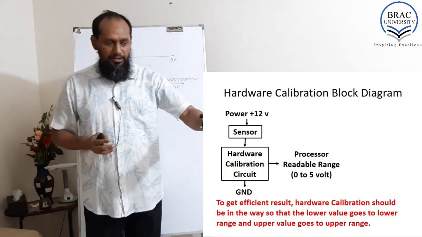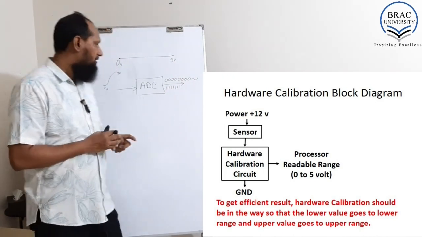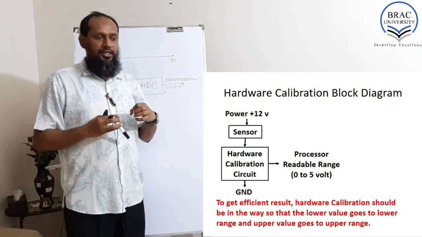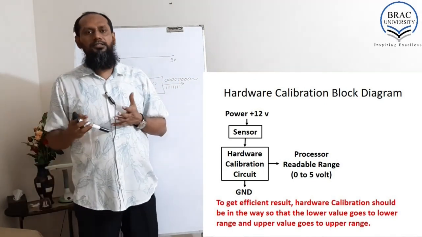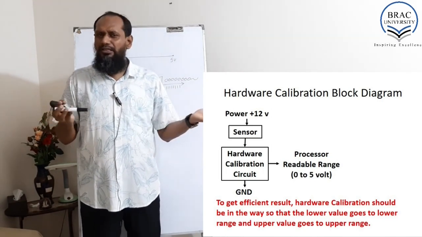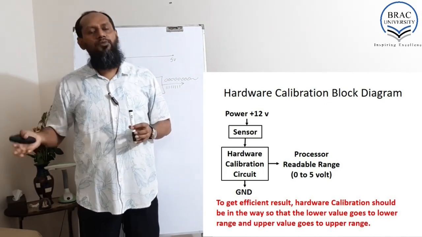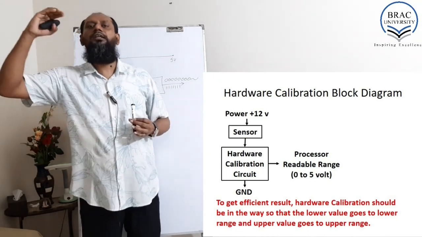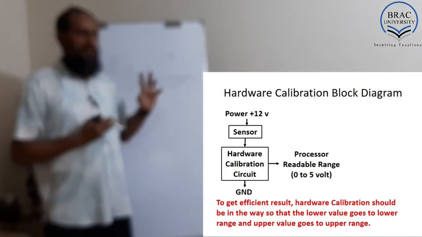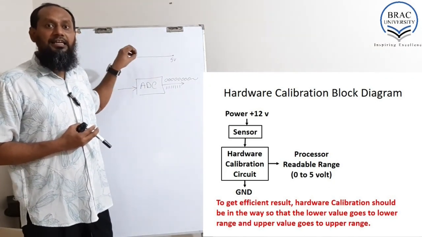Okay, but the red part is very important. To get an efficient result, if you want this ADC or our sensing system to be efficient, then consider that in our country, Bangladesh, our lowest temperature is around 4 degree centigrade or something like this. So we can consider it 0. And the maximum temperature is 45 degree as I can remember, so we can make it 50. So we have to make our calibration circuit in such a way that it can read at least 0 volt.